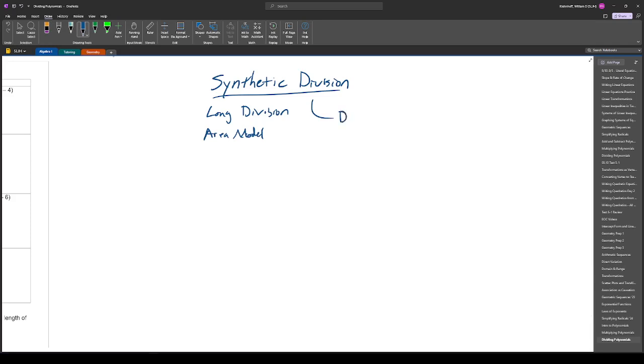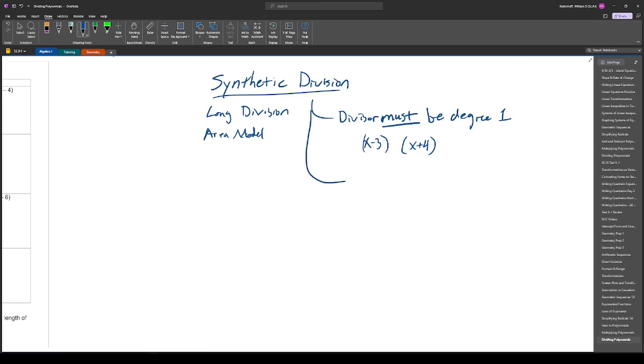So the divisor must be of degree 1, meaning you can only divide by something like x minus 3 or x plus 4. You can't divide by x squared, anything, or bigger. So that's a really important limitation the other methods don't have.